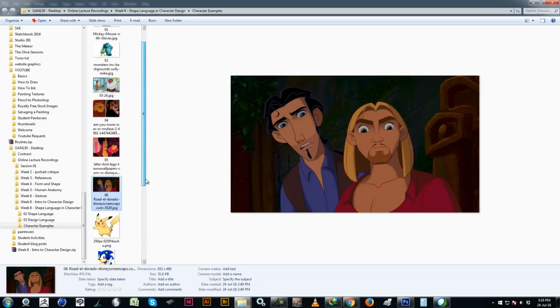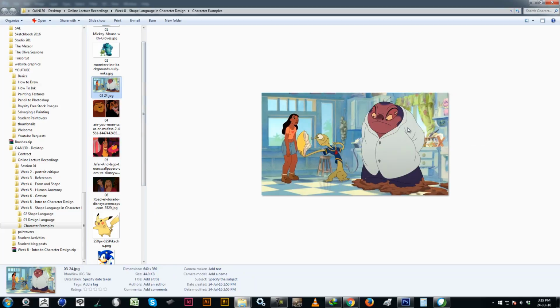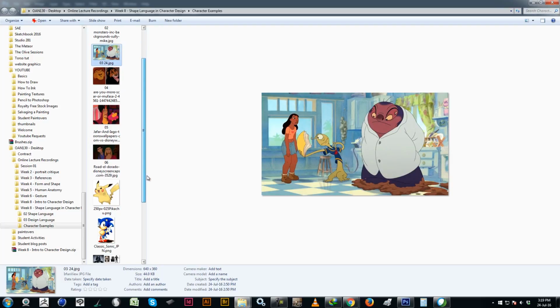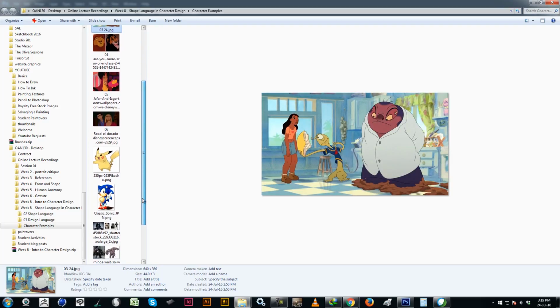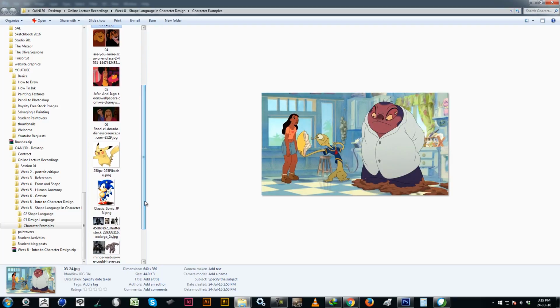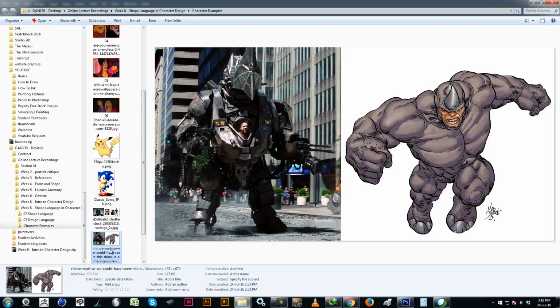So over here, back when I was talking about Jumba, he basically is square, but he's rounded out quite a bit by all the circles. So that's square and circles. What if we did squares and spikes?